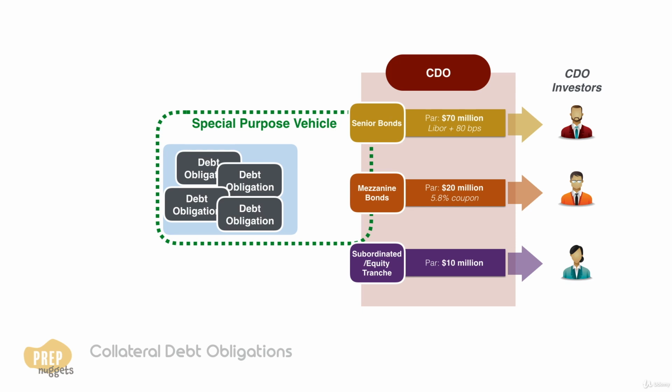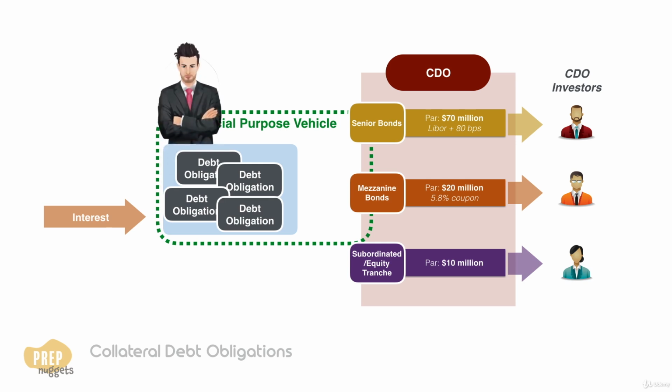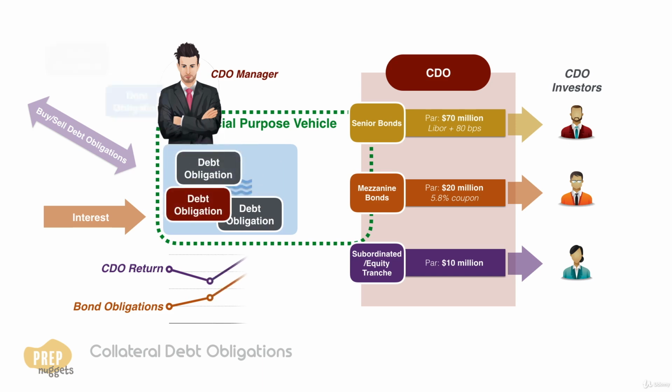Unlike ABS, where the main source of returns to the investors is the interest payments from the collateral pool, the returns to a CDO can come from more varied sources. CDOs have a collateral manager who executes trades in the securities in the collateral pool to earn a rate of return higher than the aggregate cost of the bond classes.